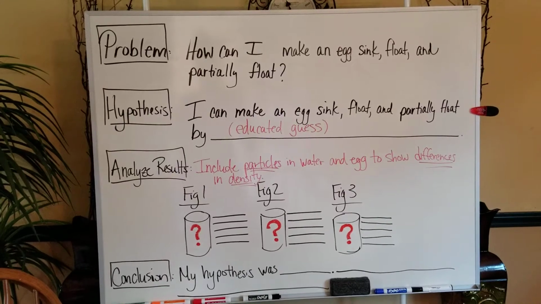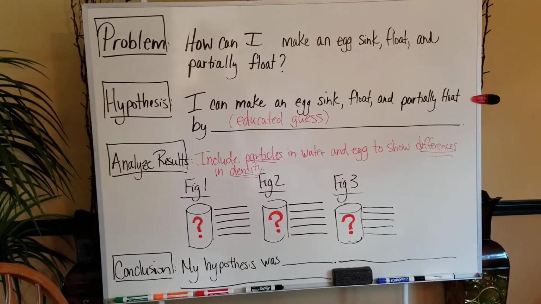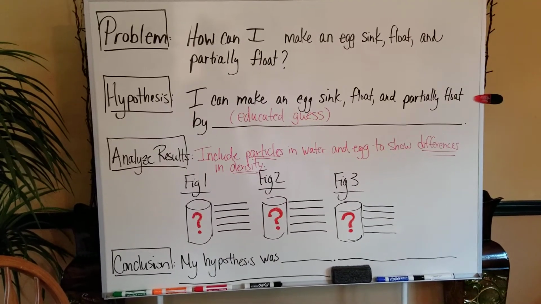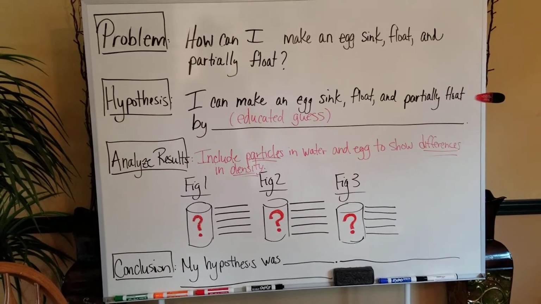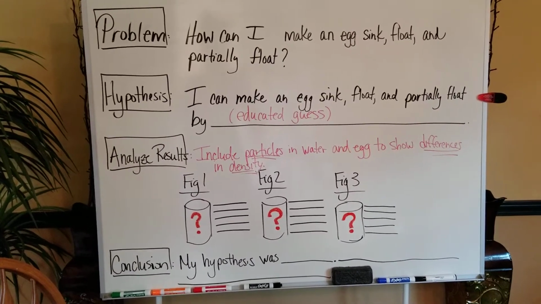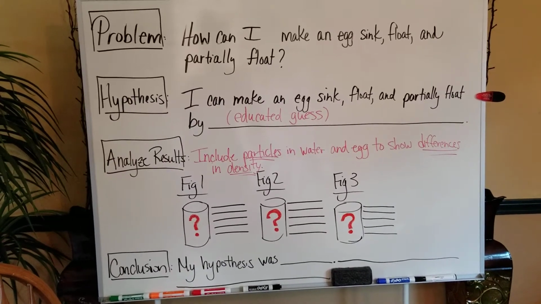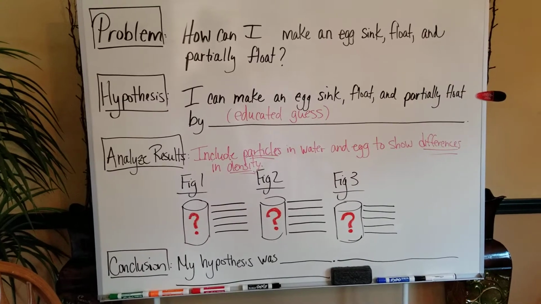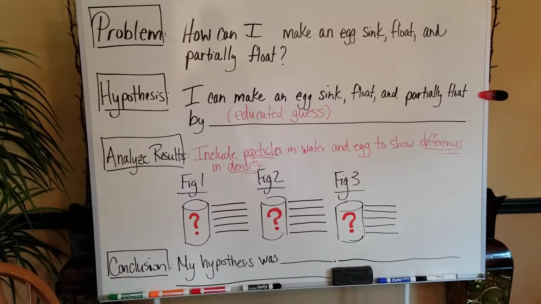So remember, we make a hypothesis next, and make that hypothesis before you attempt the lab. Remember, I don't care if you get the hypothesis wrong or right. What I care about is, did you restate the sentence and make an educated guess based on your observations in the past? So you would start out your hypothesis, I can make an egg sink, float, and partially float by, and then you finish it. I'll give you time to do that after you stop the video.